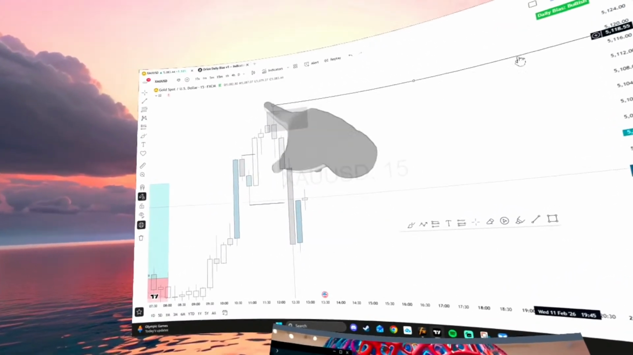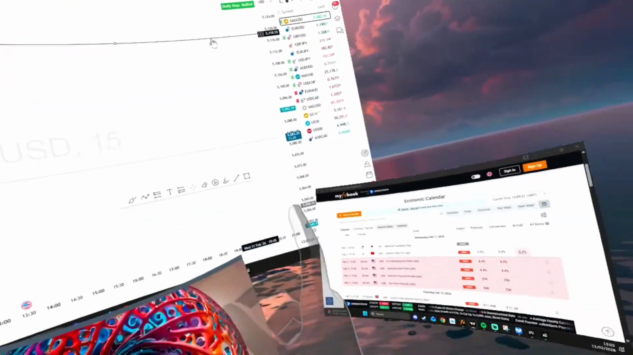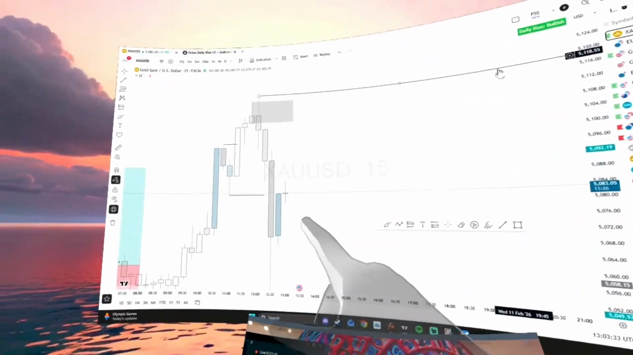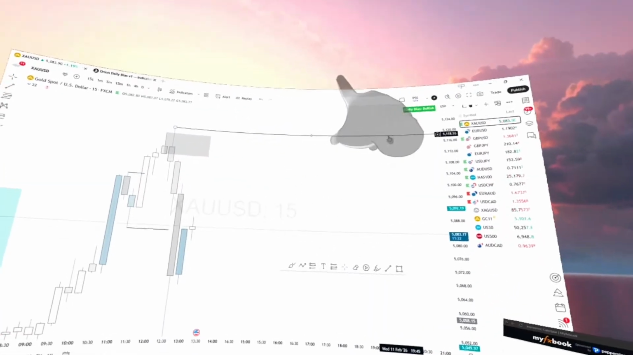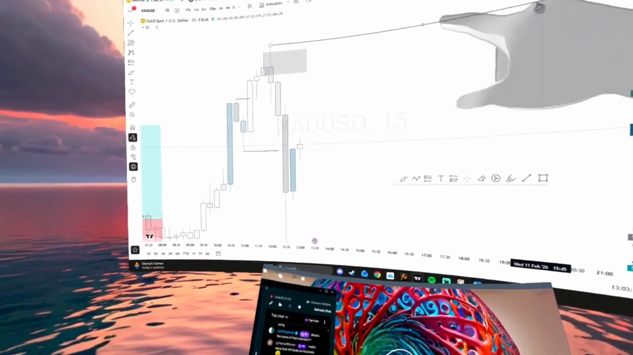In terms of this push down here, that's where we stand prior to news coming in. I believe what we might see is price chop around within this range and then maybe shift higher after news comes through.